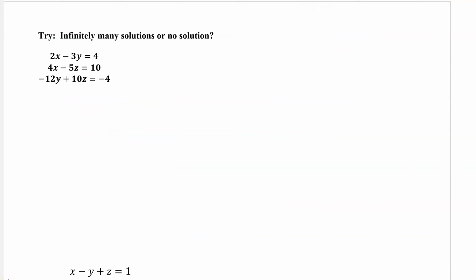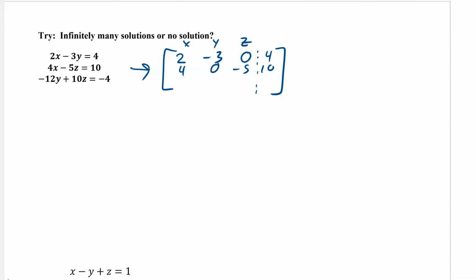Okay, so let's do one more purely by calculator. On this one we have 2, negative 3, and you notice we're missing a z, so we put a 0 for z. Again, it's x, y, and z. And then it's 4, negative 5. Oop, there's no y. Negative 5 and 10. And then there's no x: negative 12, 10, and negative 4.